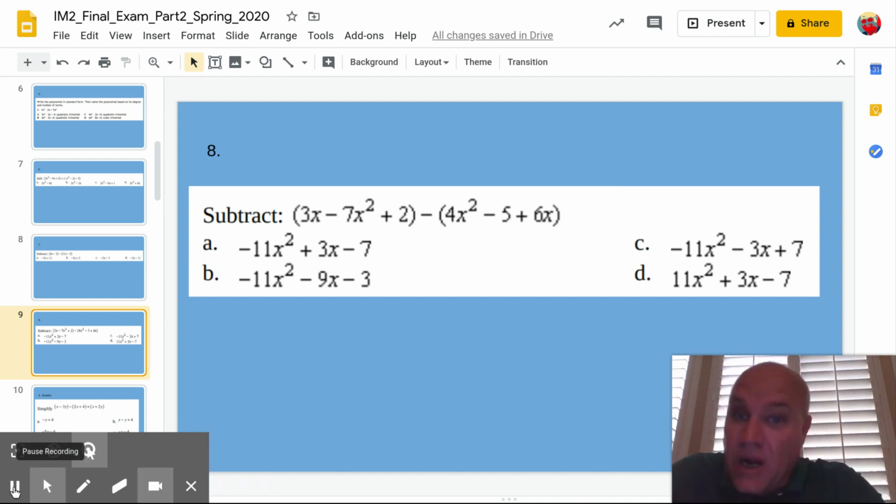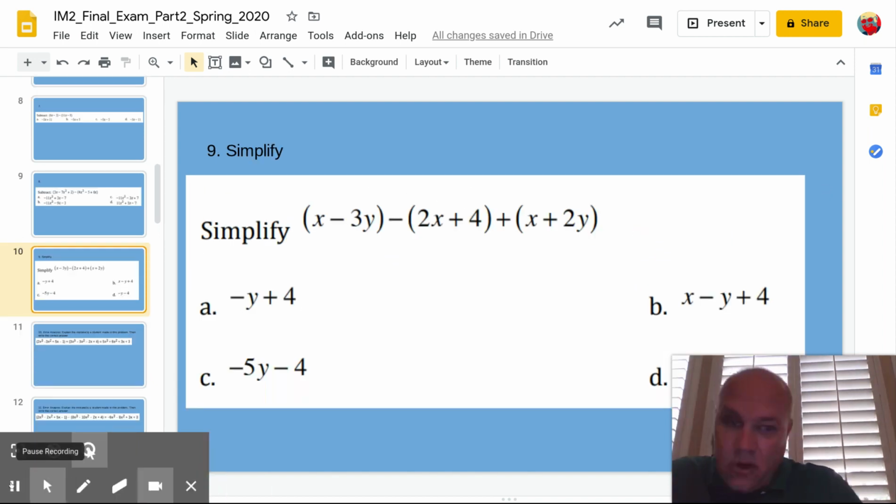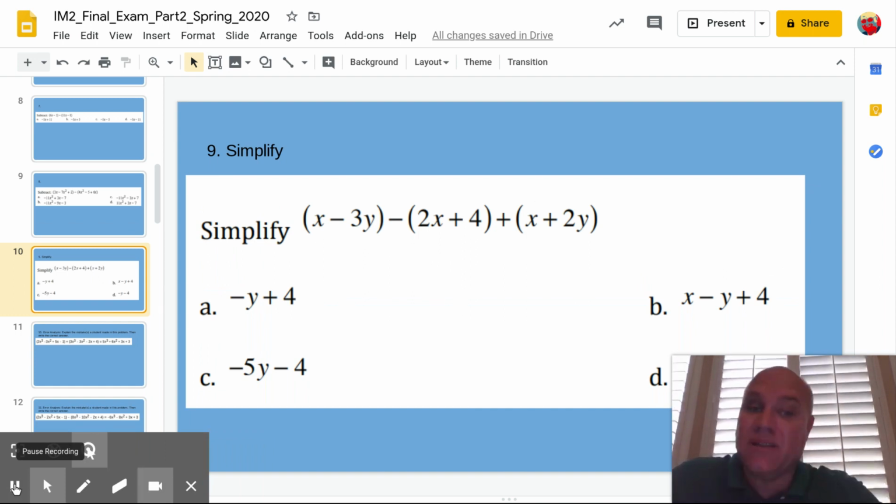Question 8, we're subtracting a trinomial from a trinomial. So 3x minus 7x squared plus 2 minus 4x squared minus 5 plus 6x. Just be careful, remove the parentheses, what happens when you do that, and be careful with your like terms. Question number 9, this is beautiful. Simplify. X minus 3y minus 2x plus 4 plus x plus 2y. So I'm going to recommend that you rewrite that without the parentheses first, then go ahead and combine like terms.